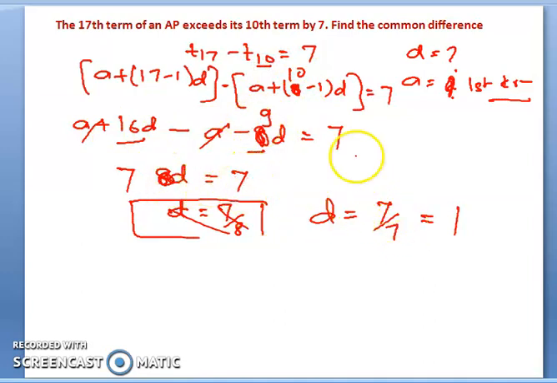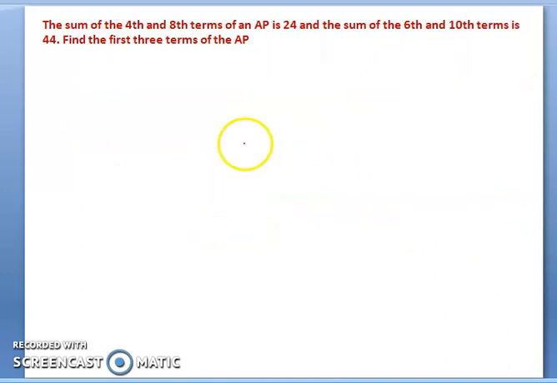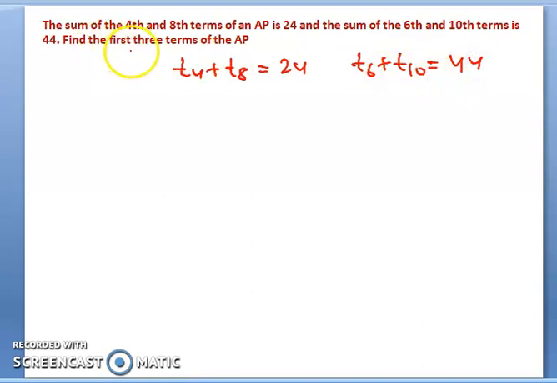We can cancel 7 and 7, and we can write the answer is 1. Now the next question: the sum of the fourth term and the eighth term of an AP is 24. That means T4 plus T8 is equal to 24, and the sum of the sixth term and the tenth term, that means T6 plus T10, is equal to 44. They are asking to find the first three terms.